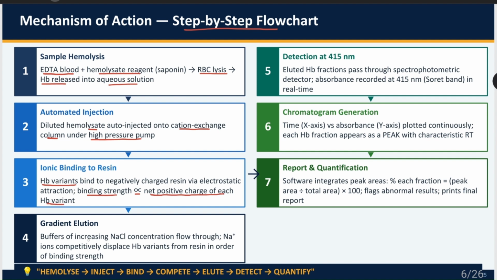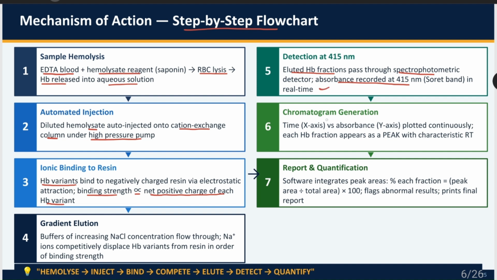After that, buffers of increasing sodium chloride concentration flow through the column. The sodium ions competitively displace hemoglobin variants from the resin in order of binding strength. Then the eluted hemoglobin fractions pass through the spectrophotometric detector and absorbance is recorded at 415 nanometers in real time.